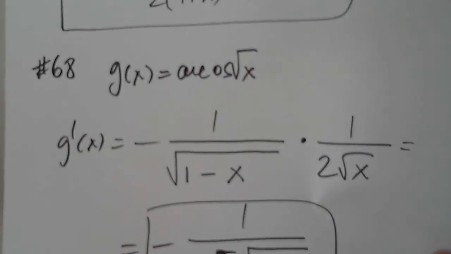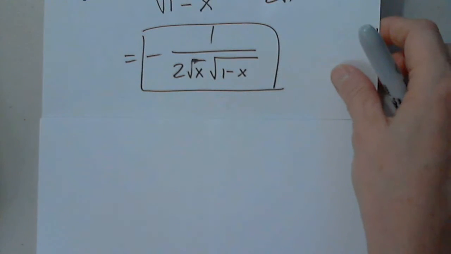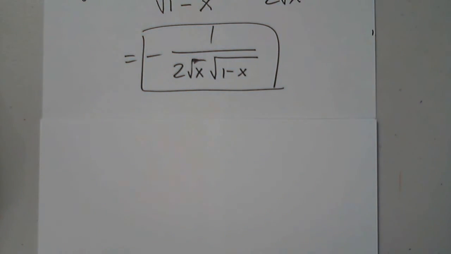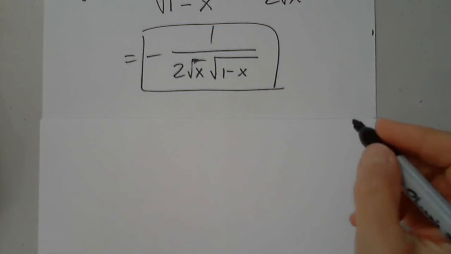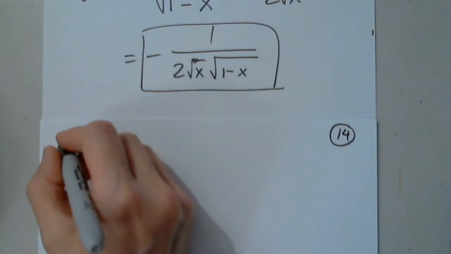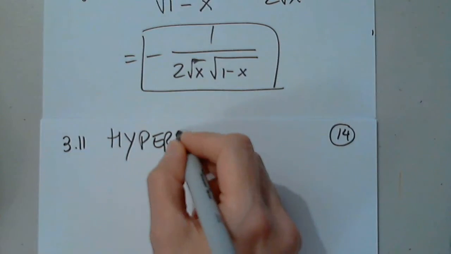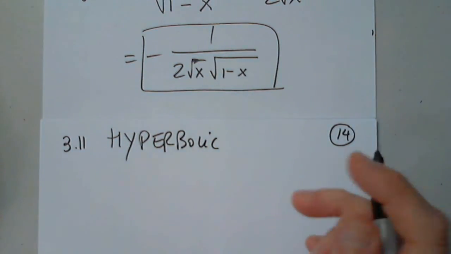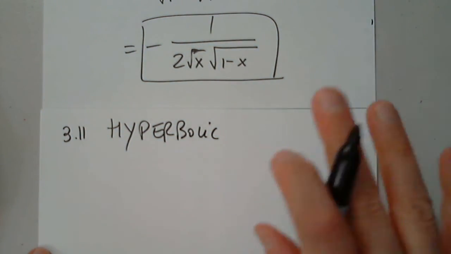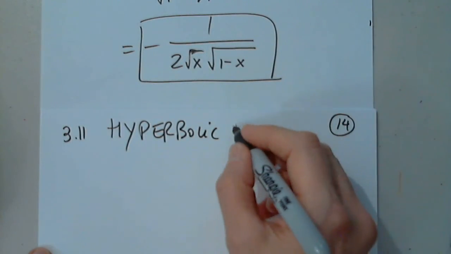Okay, so I just would like to present hyperbolic functions. So this is 3.11. There are 6 and they have 6 inverses. I'm not even going there. Hyperbolic functions.